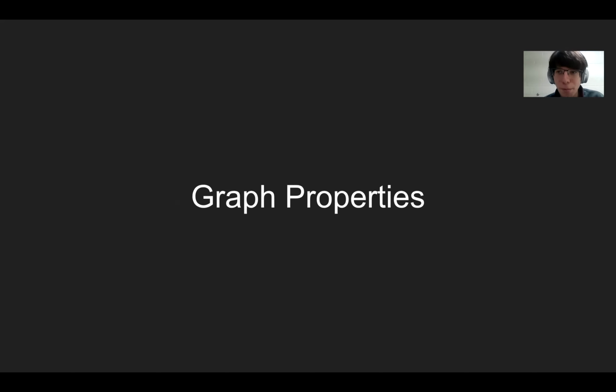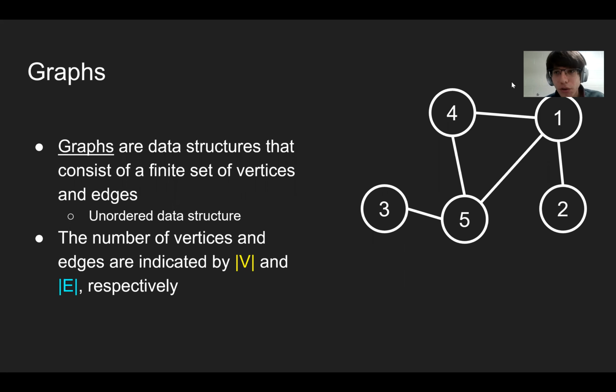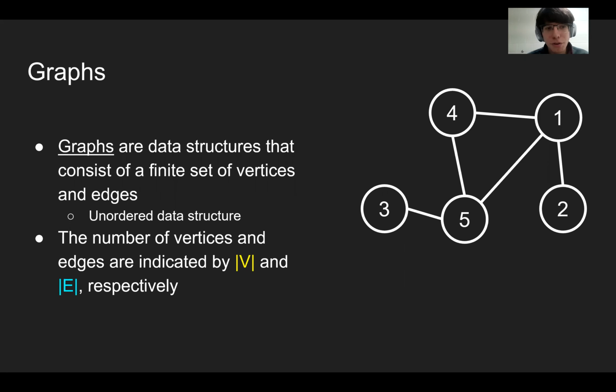So let's talk about graph properties first. Graphs are data structures that consist of a finite set of vertices and edges. What that means is, in a graph, you have vertices, which are these 1, 2, 3, 4, 5, and edges, which connect the different nodes or vertices together.